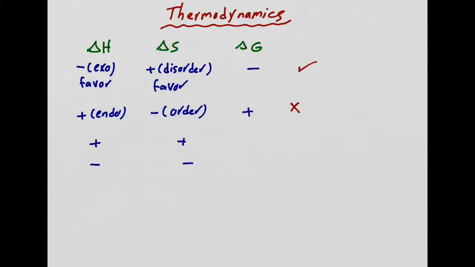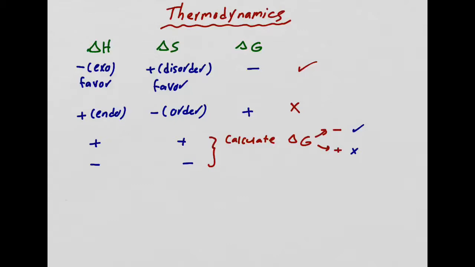Then what you have to do, you would have to calculate what? Then you would have to calculate delta G, right? And then if delta G is negative, the reaction will go. Positive, the reaction will not go. So you need to calculate delta G if one is good, one is bad.